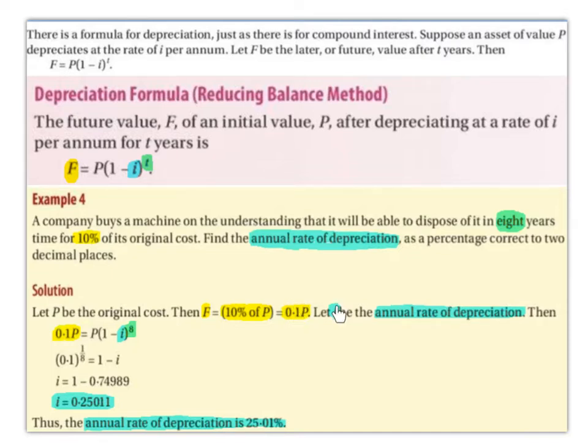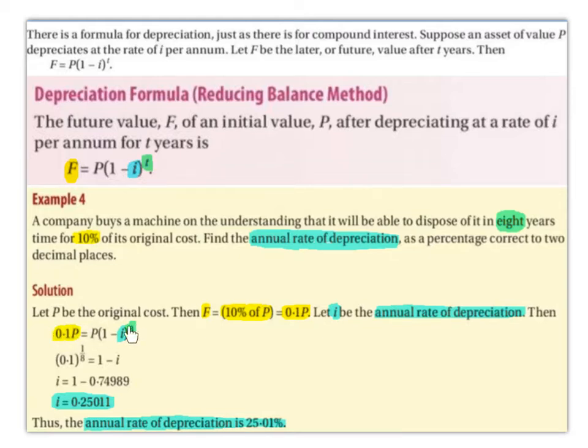We're going to let I be the annual rate of depreciation. Then we substitute into our formula. We swap F, which is the future value, for 0.1P. P stays as P because we don't know what that is. We're trying to find the original amount. The I stays as I because that's what we're trying to work out, the annual rate of depreciation. And then the T becomes 8 because it told us in the question 8 years.